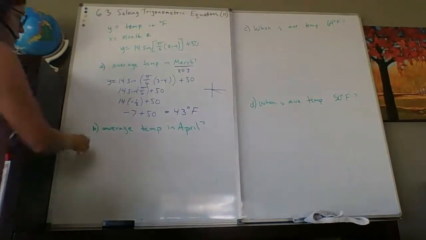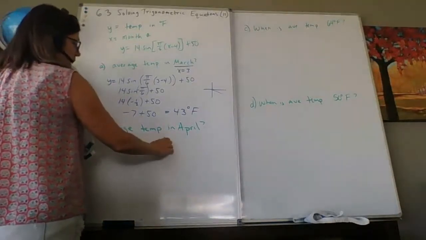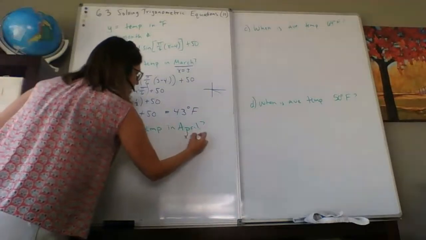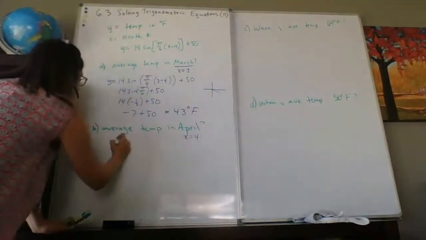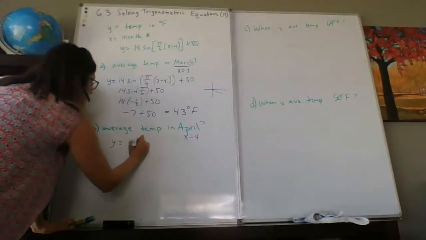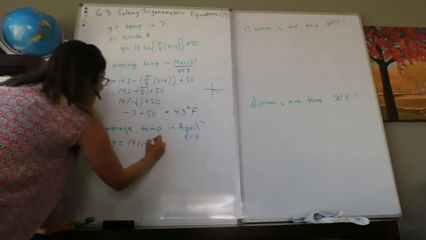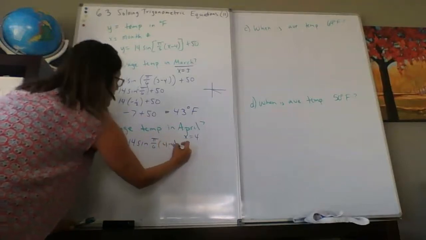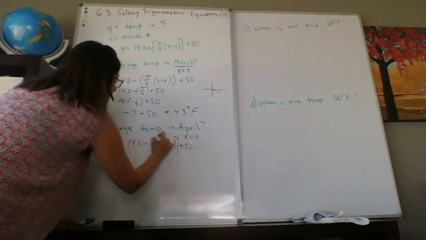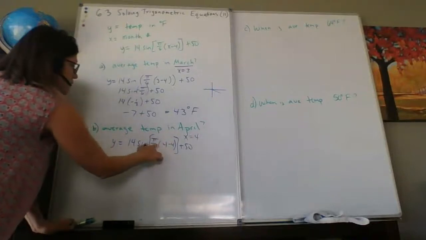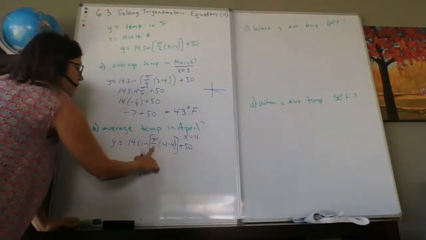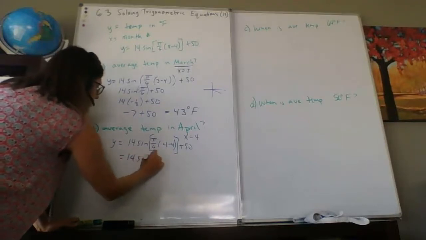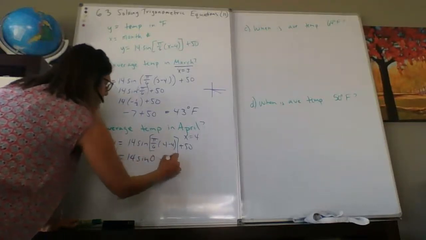So now we're looking for the average temperature in April. So January, February, March, April, we get X is 4. So Y equals 14 sine of pi over 6 times 4 minus 4 plus 50. 4 minus 4 is 0. Pi over 6 times 0 is 0. So we get 14 sine 0 plus 50.